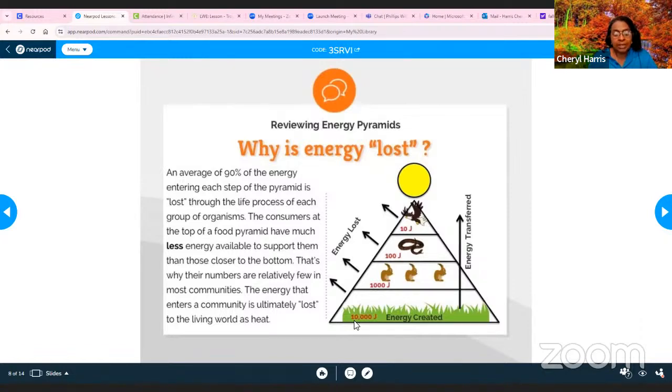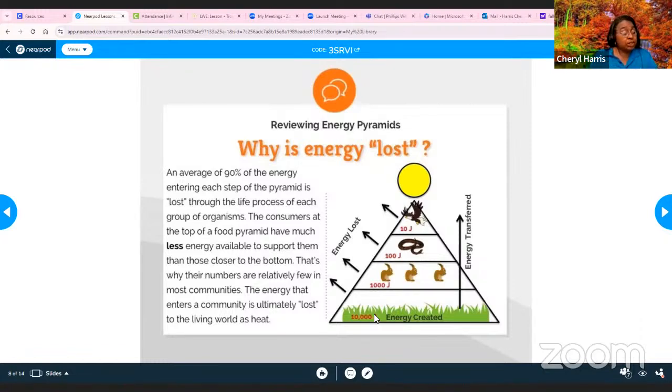So where you had 10,000, now you have 1,000 in the first level. You drop a zero, you got 100. You drop a zero, you got 10. So dropping a zero on each level is the easiest way, without having to do a whole lot of math, to express the fact that only 10% of the energy is stored. 90% of the energy is being used by the organism.